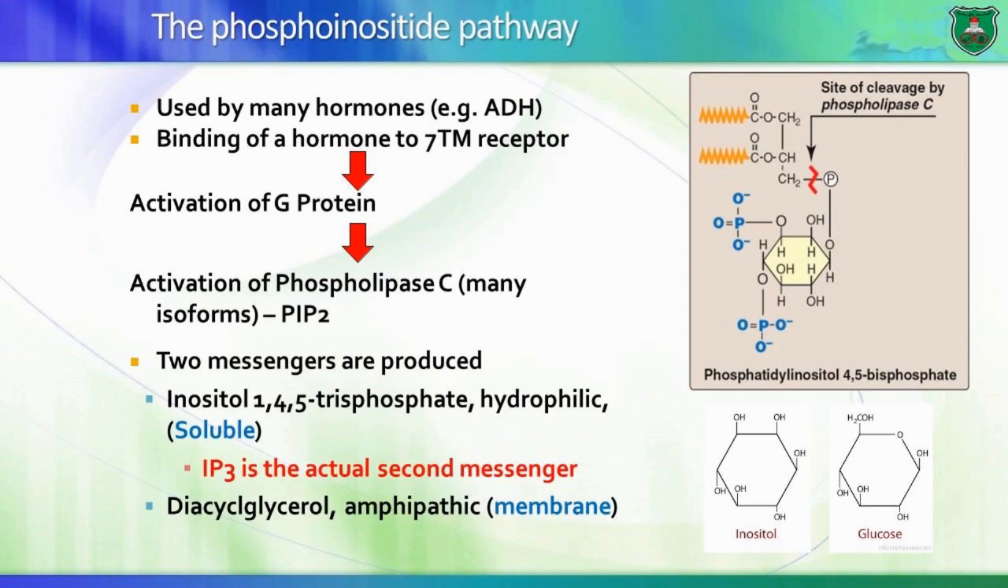There's another pathway. So we have a G protein pathway that relies on adenylate cyclase and cyclic AMP, but we have another pathway that utilizes G alpha Q, which results in the production of different secondary messengers, namely IP3 and diacylglycerol. So it's the same idea. You have certain hormones that bind to 7 transmembrane receptors, activation of G alpha Q, and that causes activation of an enzyme known as phospholipase C.